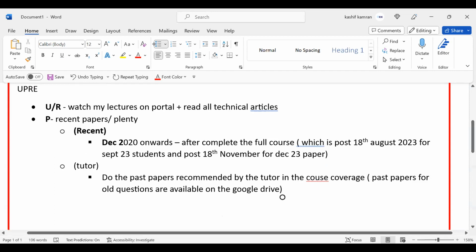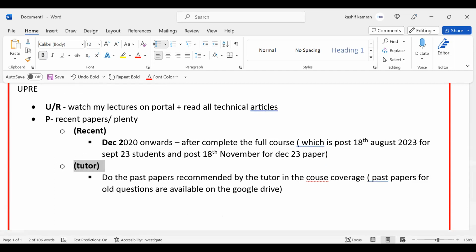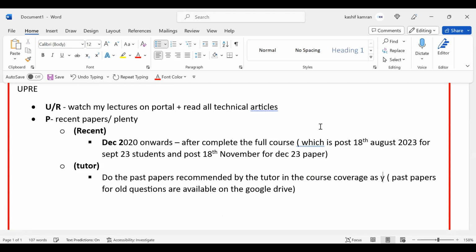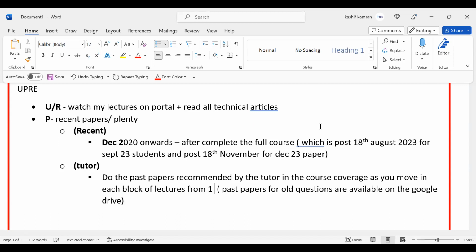So you need to do the recent papers, and when I've given you that, you need to do the tutor-told papers during the coverage of the course for block one, block two, block three, block four accordingly, and that should be any past papers recommended by the tutor. So do the past papers recommended by the tutor in the course coverage as you move in each block of lectures from 1 to 4, right?